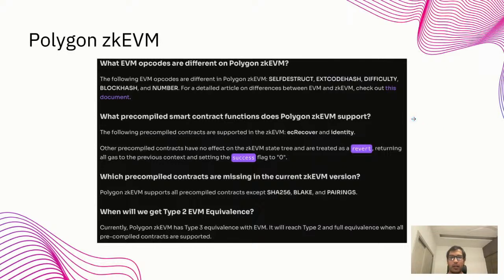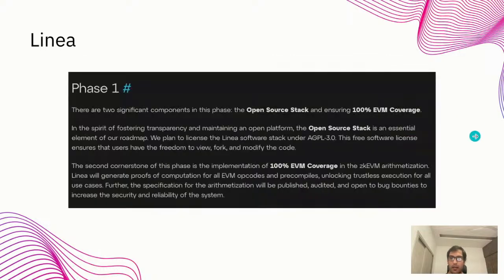Next, we have Polygon. They currently don't support all the opcodes. So if in your Ethereum application, you're using any of these opcodes that they don't support, then when you're migrating, you might have to make a few changes or find a few workarounds. We have Linea. Now, Linea supports all opcodes, if I'm not mistaken. The team has even mentioned this in their official documentation. But the interesting thing about Linea is that it supports all the opcodes, but for an older version of Ethereum. So I think if you are a developer, that is something to definitely keep in mind.